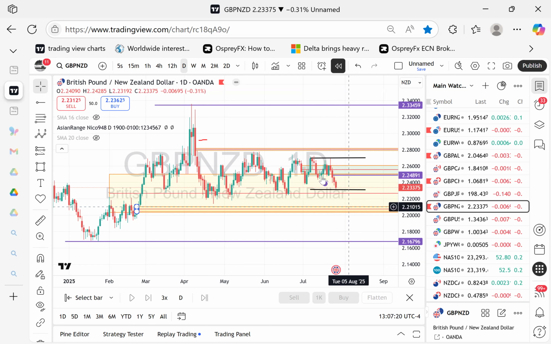If you look at this picture, we broke structure right here and right here, right? Because we broke structure, we're expecting a pullback. Once it pulls back, we can get into the sell because this is our overall target. Thank you. I just wanted to make sure I was understanding that little piece right there. Yep, you good.